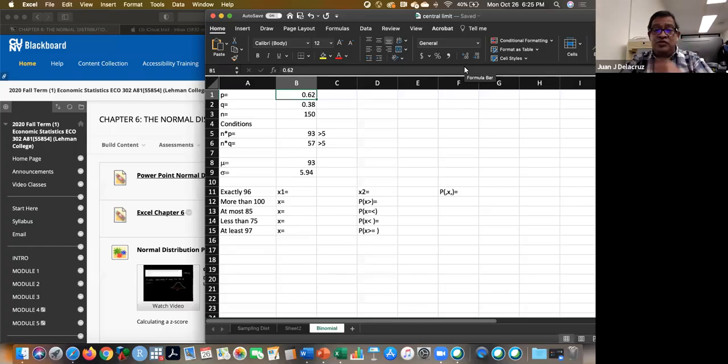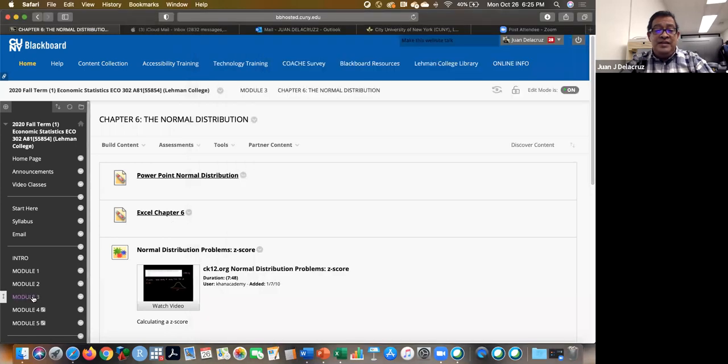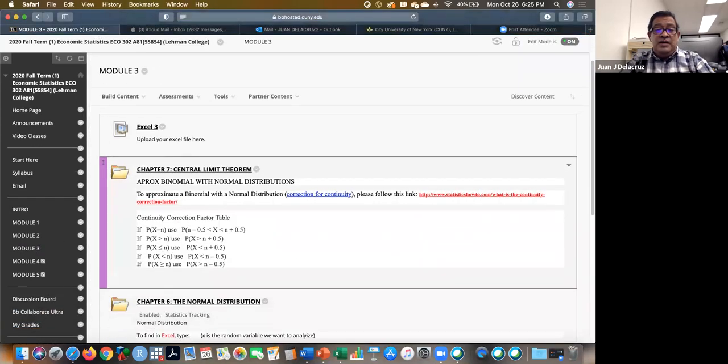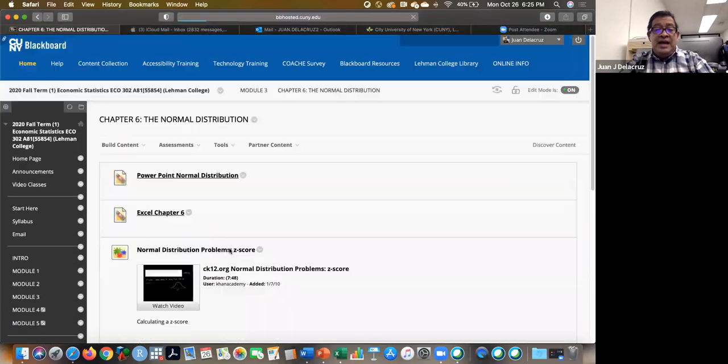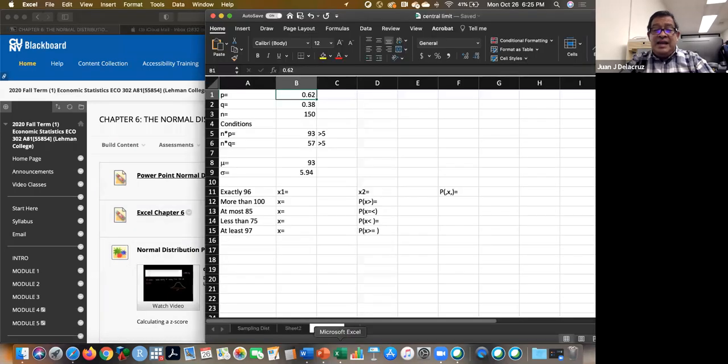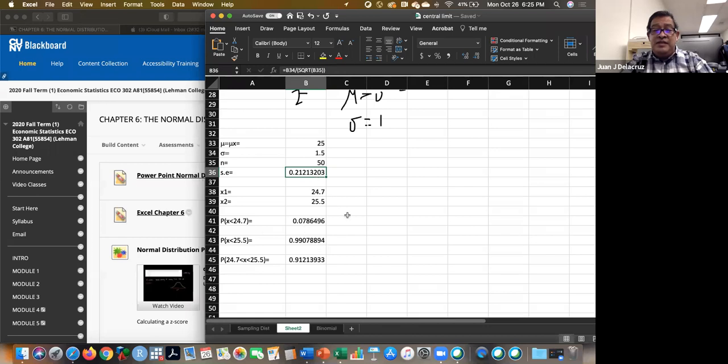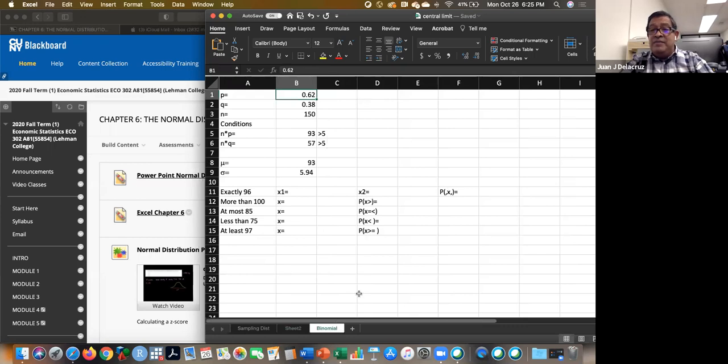Record this session. So as I said before, you have to submit only Excel chapter 6. So you go to module 3, you go to the normal distribution, and you download the file. So you do the file, and then there are going to be 3 different spreadsheets. So just replicate what we did, and then include this part of the central limit theorem and what we're going to do tonight about the binomial distribution, and then you will be fine, okay?